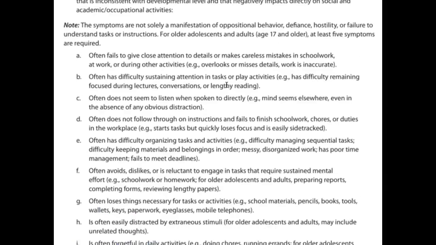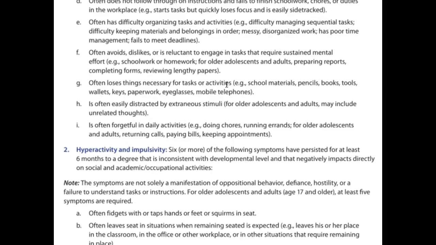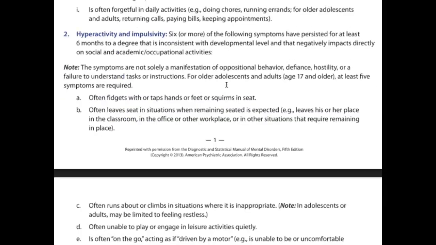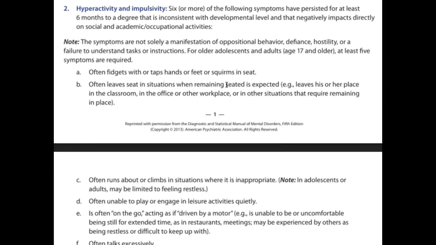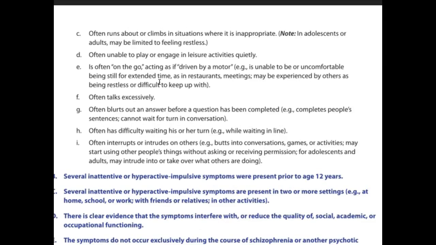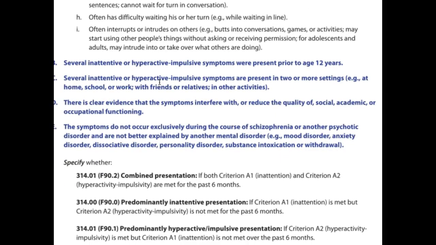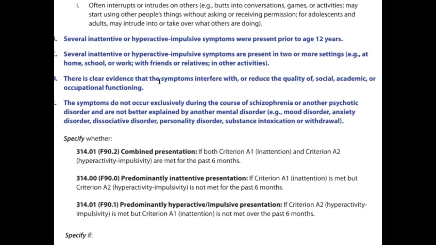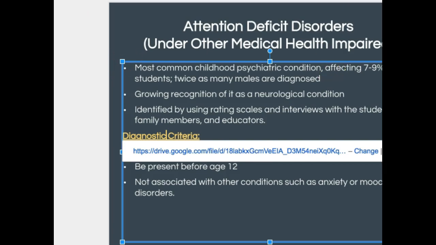Hyperactive and impulsivity. So here was inattention. Here's the hyperactive and impulsivity part of it. And again, they talk about five of the symptoms being required if you're an older student, and the criteria that I mentioned. So this is in the DSM-5. And if you're combined, it's this code. If you're predominantly inattentive, it's this code. And if you're predominantly hyperactive, impulsive, it's this code. So that's how the DSM-5 records those things.